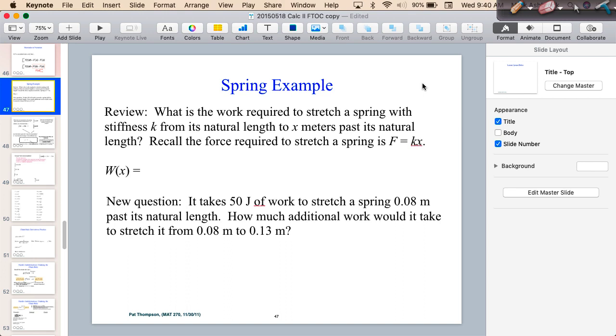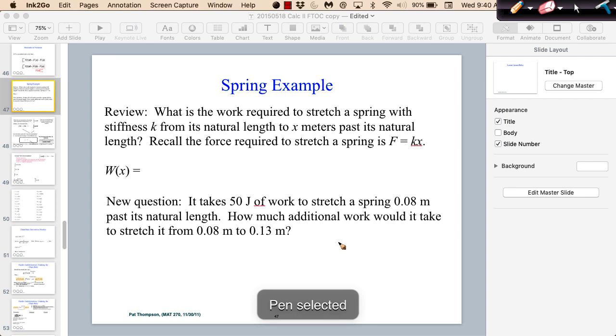So I want to take us back to the spring example that we never finished. It's this question: it takes 50 joules of work to stretch a spring 0.08 past its natural length. So if I was talking about the work to stretch a spring, say from 0 to 0.08, what would the structure of that be?